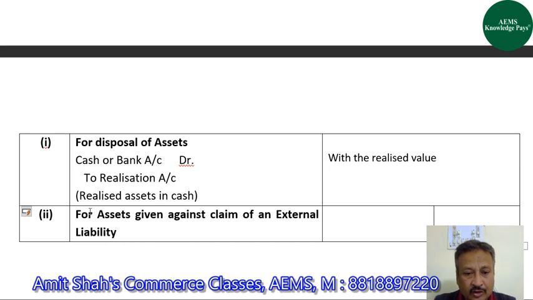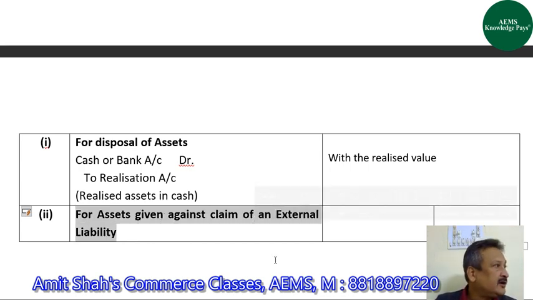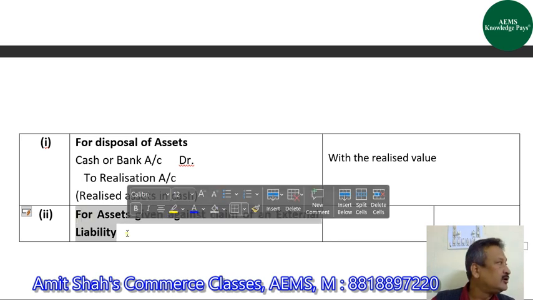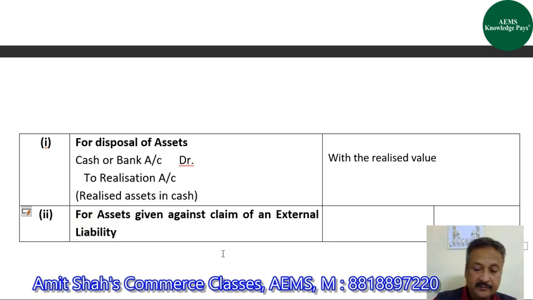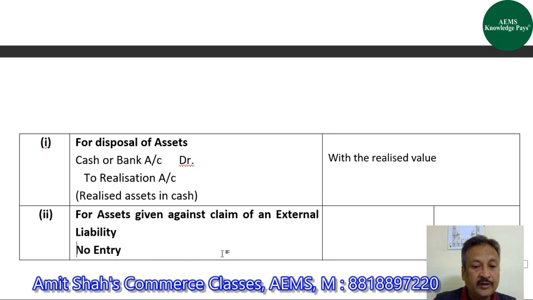Now, guys, those assets which have been given against claim of an external creditor. क्रेडिटर का हमारे ऊपर क्लेम है, बिल्स पेबल का है, बैंक लोन का है, किसी पार्टनर की वाइफ या ब्रदर का लोन का हमारे ऊपर क्लेम है, हमें उन सबको पैसा देना है, अगर उनको हमने उनके पैसे के बदले में कोई एसेट दी है तो उसका ये स्टेप है. इसके लिए हम कोई एंट्री पास नहीं करते गाइस, नो एंट्री. ये ध्यान रखिएगा, राइट.